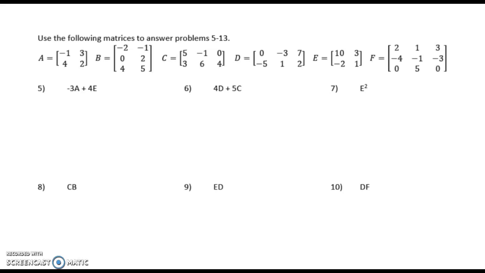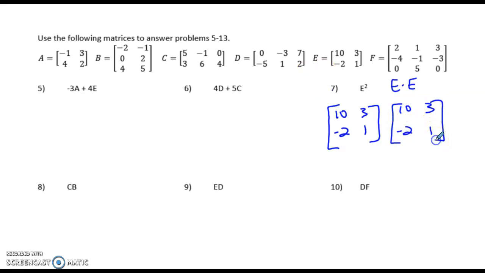So I really just want to keep reviewing how to do multiplying the matrices and adding them. One like number 7, E squared, you're going to take the E matrix times itself. So it's going to be the 10, 3, negative 2, 1. Remember to check the dimensions to make sure you can do that. If it's not possible or undefined, you can write that. Okay?